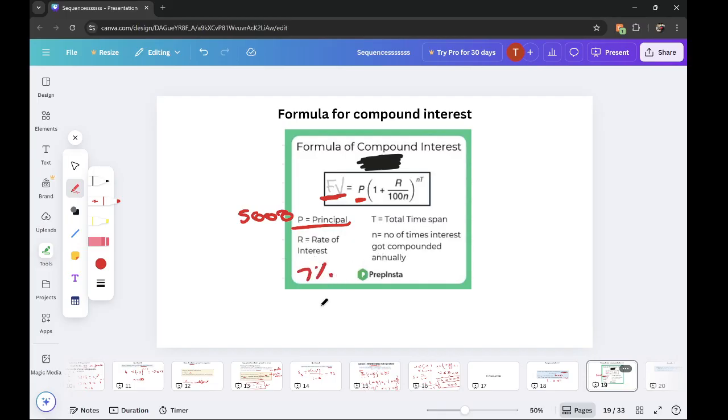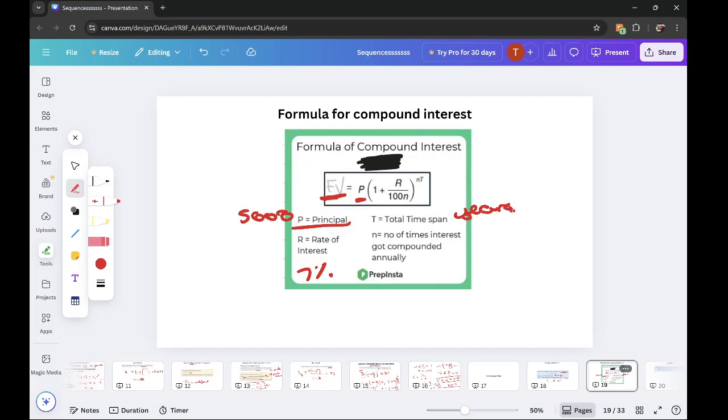And in this case, you do not have to represent it as 0.07. If you put in R as 0.07, you will still divide it by 100, which is not right. 7% is like 7 over 100, right? So that's basically what they're representing over here. They're doing it for you in the equation. So you represent it as 7%, you don't represent it as 0.07. T is the total time span, so how many years or months, whatever they ask you in the question, usually in years.